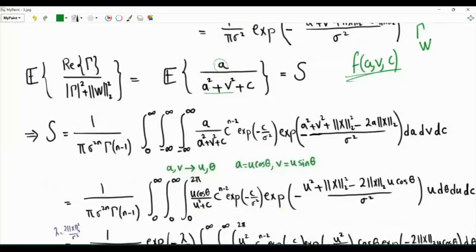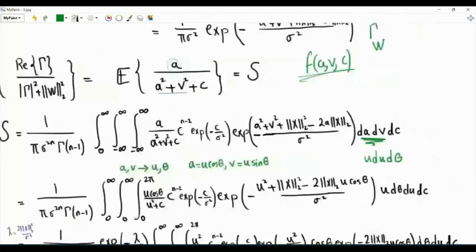The first order of business is that we will do a rectangular to polar transformation of A and V. So we replace A by U cosine theta and V by U sine theta. In this case, because we are now using polar, dA dV becomes U dU d theta. And U will be from 0 to infinity, and theta is from 0 to 2 pi.